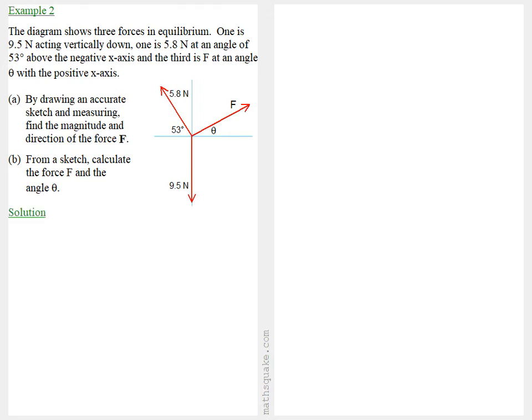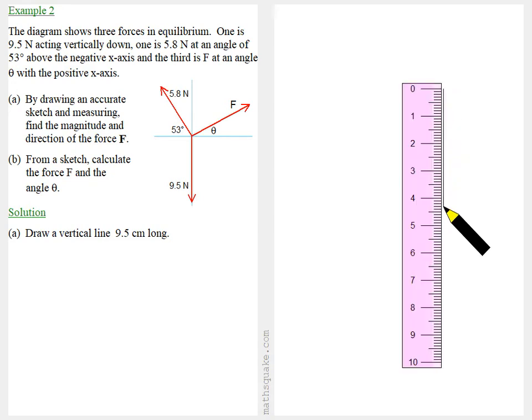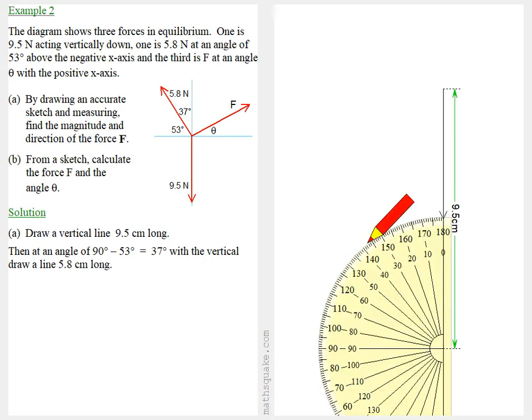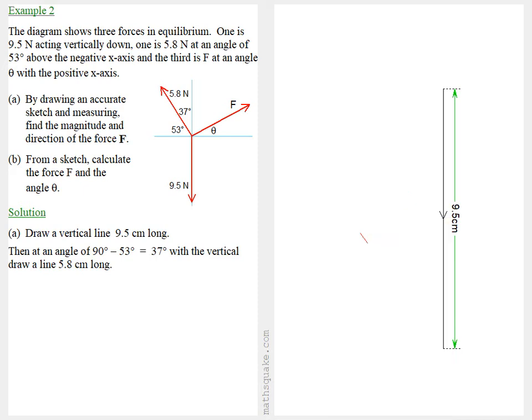Well, to solve this, we start by drawing a vertical line 9.5 centimeters long. Now, the 5.8 newton force makes an angle of 53 degrees with the horizontal, so it makes an angle of 37 degrees with the vertical. So we measure an angle of 37 degrees with the vertical, and then draw a line 5.8 centimeters long.